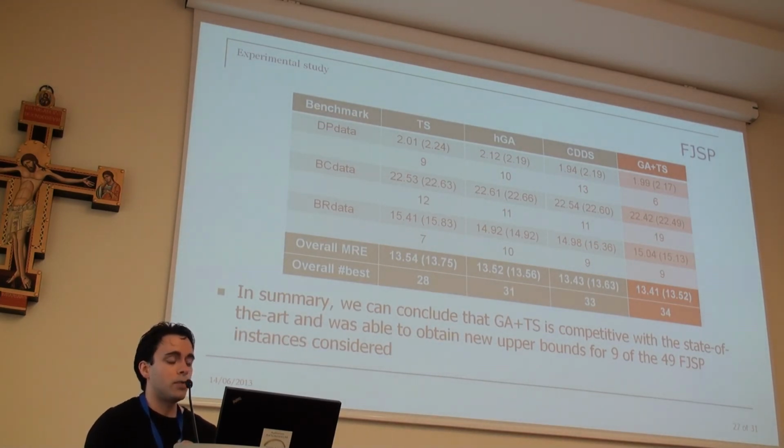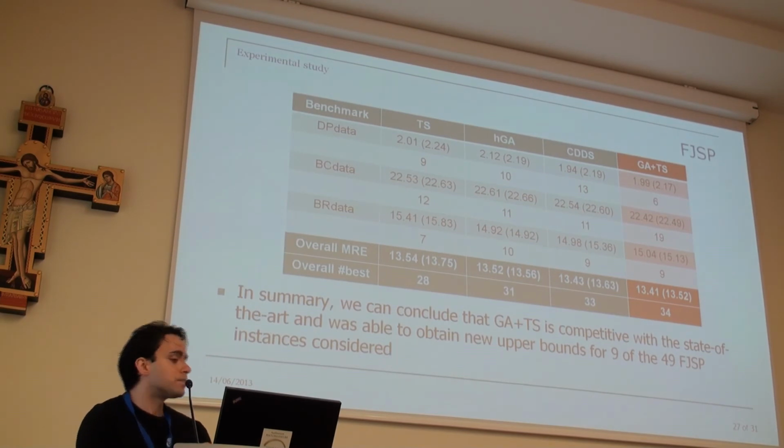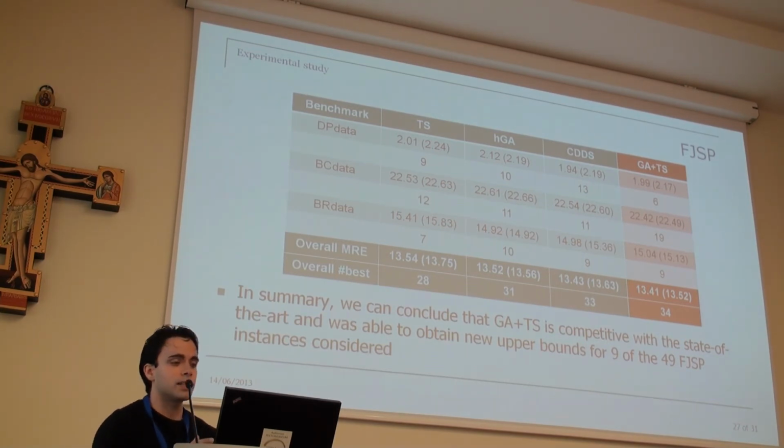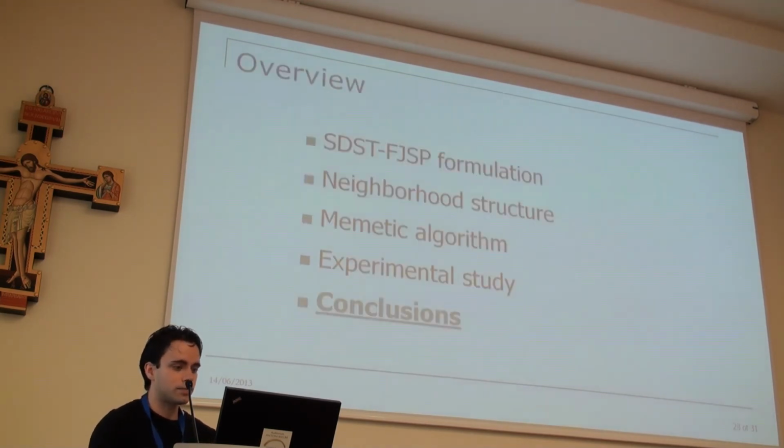Well, firstly we can see that the mean relative error, if we consider the average of the three makespans, is a little lower, a little better than the other methods. It's the column in red. And we are able to obtain the most best known solutions, with 34 of the total of 49 instances. In particular, we were able to improve the best known upper bound in 9 of the 49 instances.